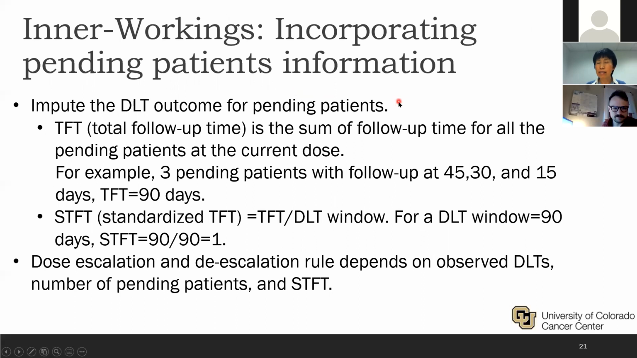To accommodate the late onset toxicity, we need to impute the DLT outcome for pending patients. The total follow-up time is the sum of the follow-up time for all the pending patients at the current dose. For example, there are 3 pending patients with follow-up times of 45, 30, and 15 days. Then the total follow-up time will be the sum of the 3 numbers, which is 90 days.